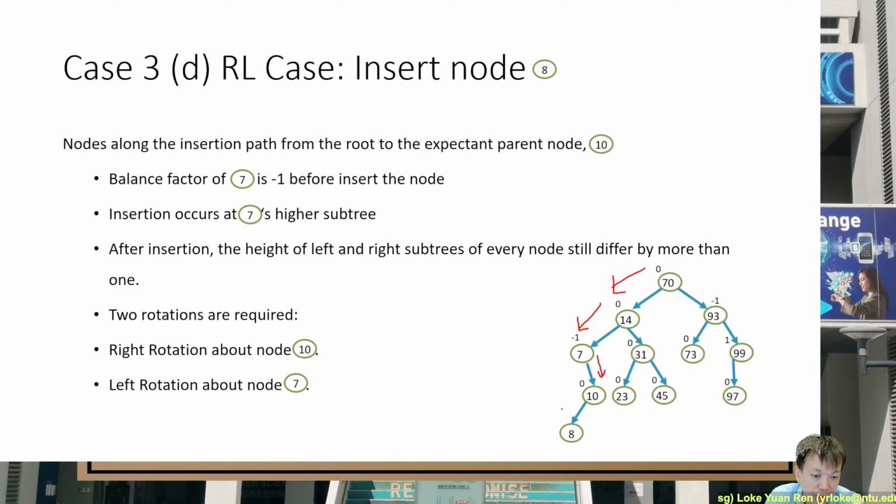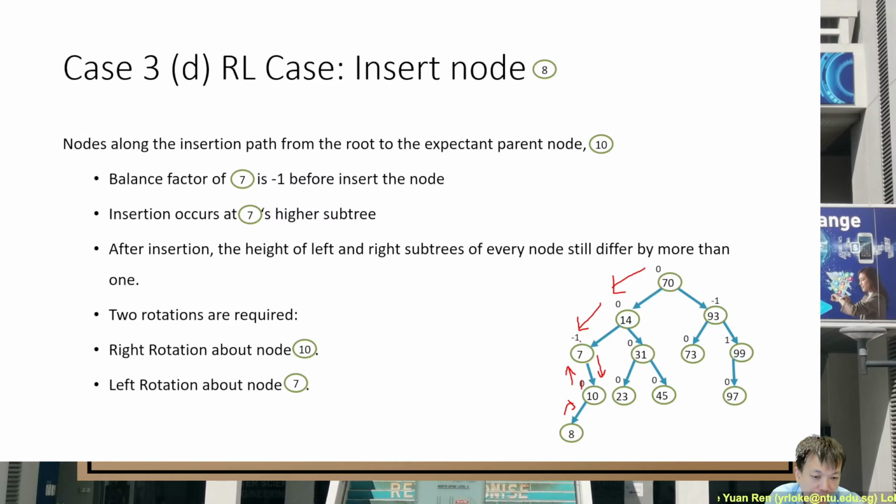You return back to node 10. After you return to node 10, you update the height and the balance factor. The balance factor will become 1, because the left side is higher already. So this one, 1, no problem. So you will go higher.